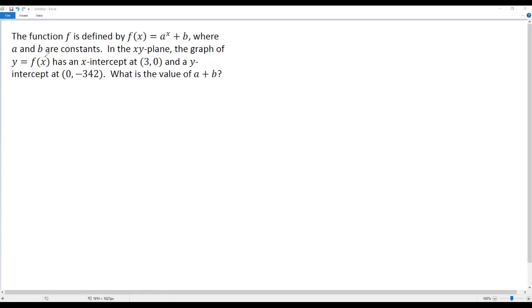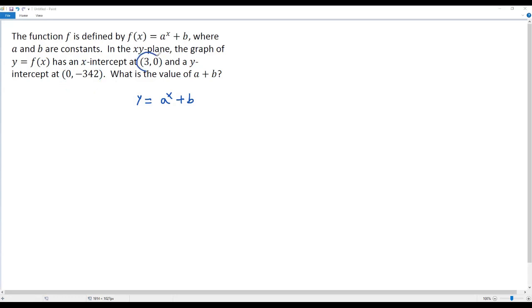Okay, since we have y = f(x) in the given function, we can replace f(x) by y. Then we get y = a^x + b. And the graph of the given function has x-intercept (3, 0) and y-intercept (0, -342). That is, the graph of the given function passes through these two points.